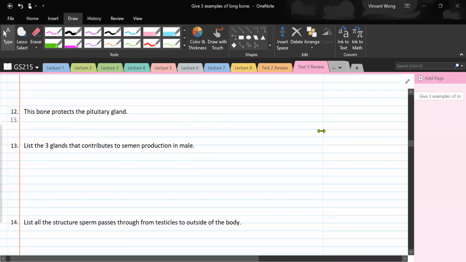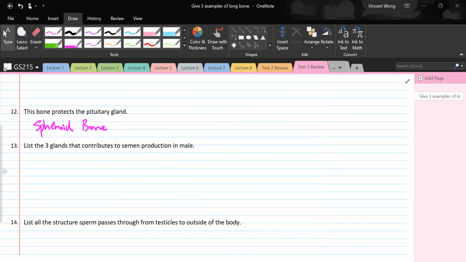Okay, this bone protects the pituitary gland. We know it's the sphenoid bone. And there's a groove at the top side for the pituitary gland to sit in, right? Okay, that's it for the bone unit for now.